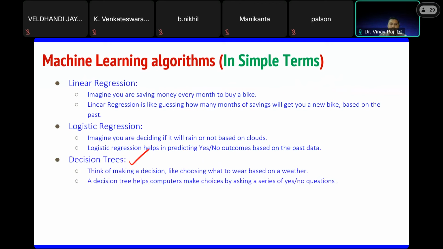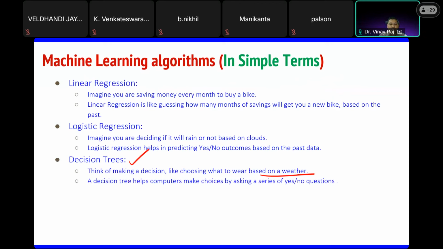No, just understand this. Think of making a decision like choosing what to wear based on the weather. If it is summer, some light clothes. If it's winter, some jacket or a sweater. So you want to make a decision about what to wear based on the weather. Based on the weather, there is something existing outside, and based on that, I have to decide here.